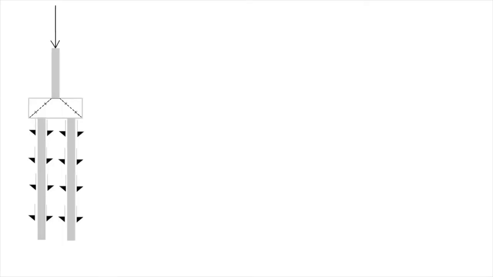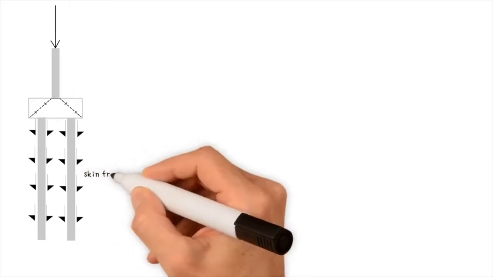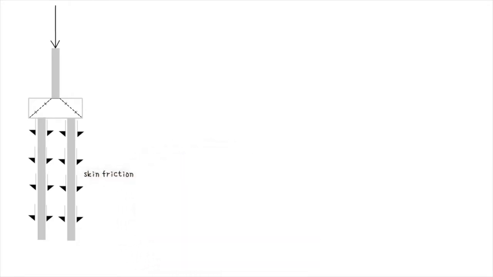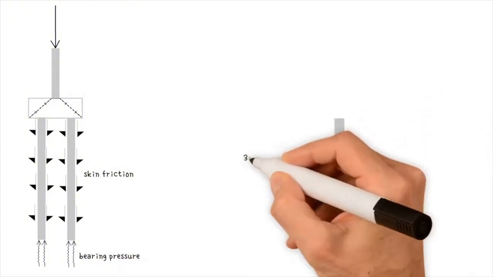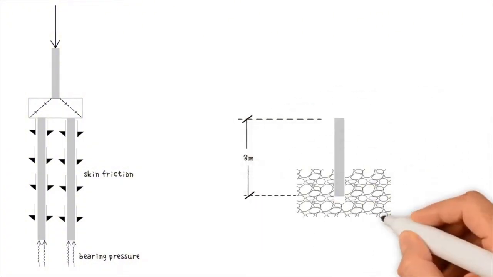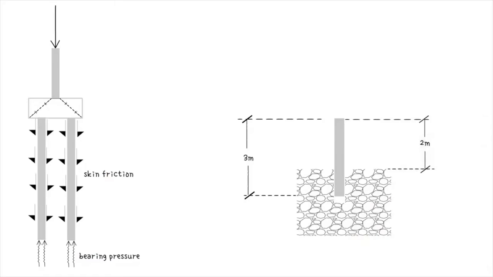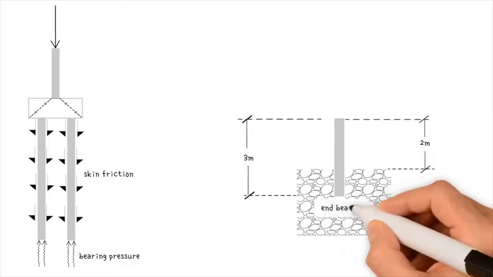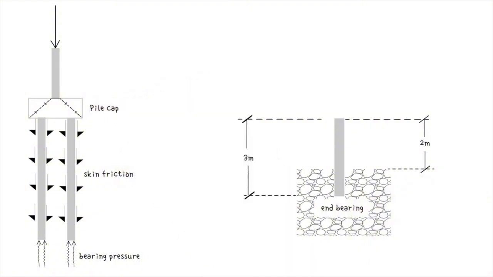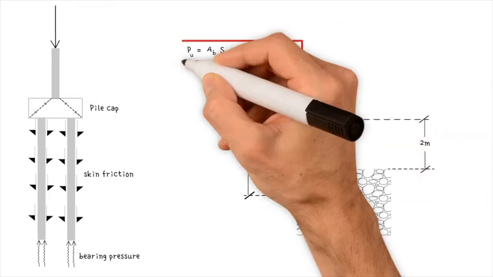Let's see how pile capacity is calculated, starting with piles in undrained ground, for example, clays. Pile capacity can be estimated using the skin friction acting along the pile length and the bearing of the base of the pile. A short pile of 3 meters can be used to support a foundation on rock that is 2 meters below the surface. In this case, the capacity is predominantly end-bearing. The pile cap is essentially a reinforced concrete deep beam, which transfers column load into piles.